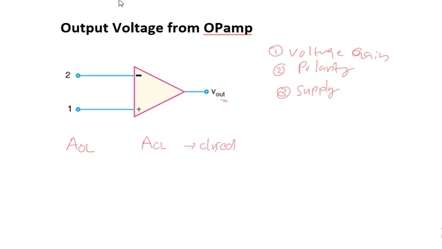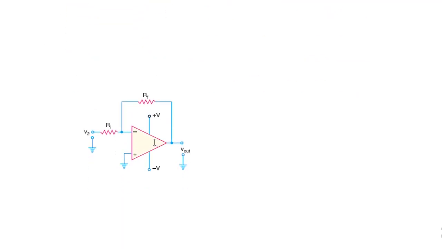Closed loop voltage gain. So let us consider an amplifier circuit. Now if you consider this amplifier circuit, here in the non-inverting input I have applied the input. The input is applied to the non-inverting input V2, and the positive terminal, that is the inverting terminal, is grounded.